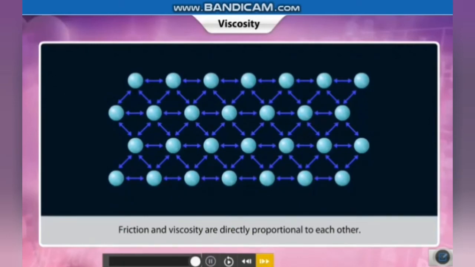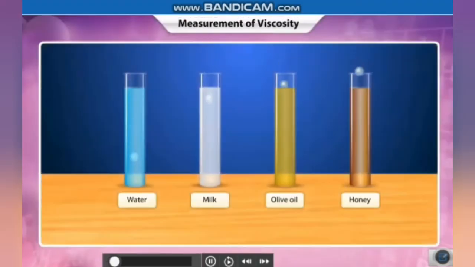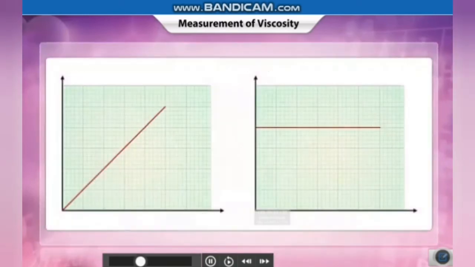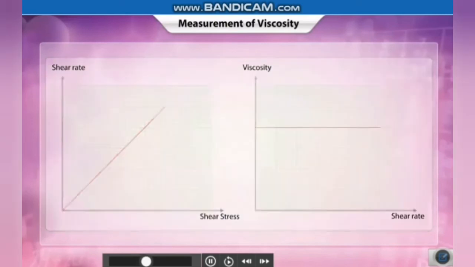Let us now learn how viscosity is measured. Viscosity can be measured using a simple formula as follows. Though we don't have this in our syllabus, it is just an extra bit of knowledge for us to learn. So viscosity can be calculated using the formula shear stress by shear rate. We don't have these graphs for our syllabus.